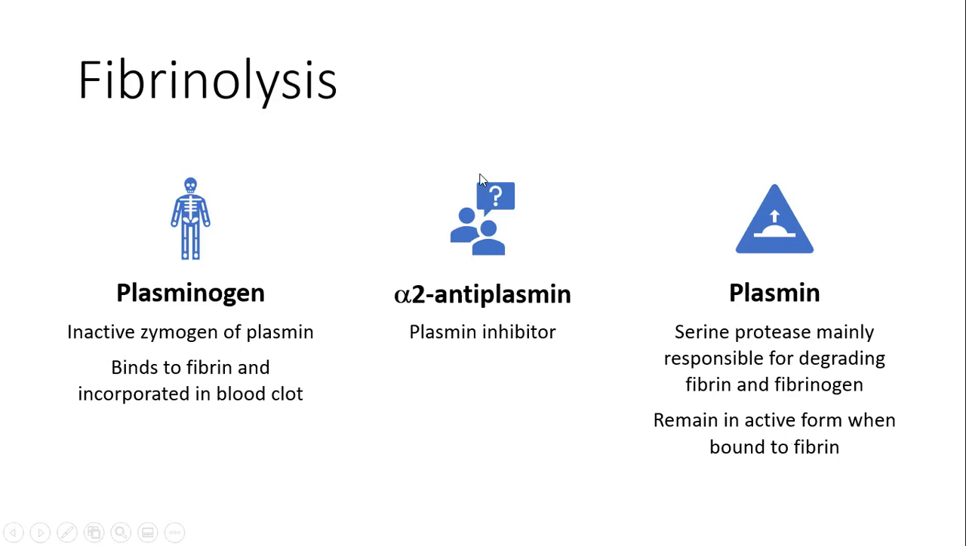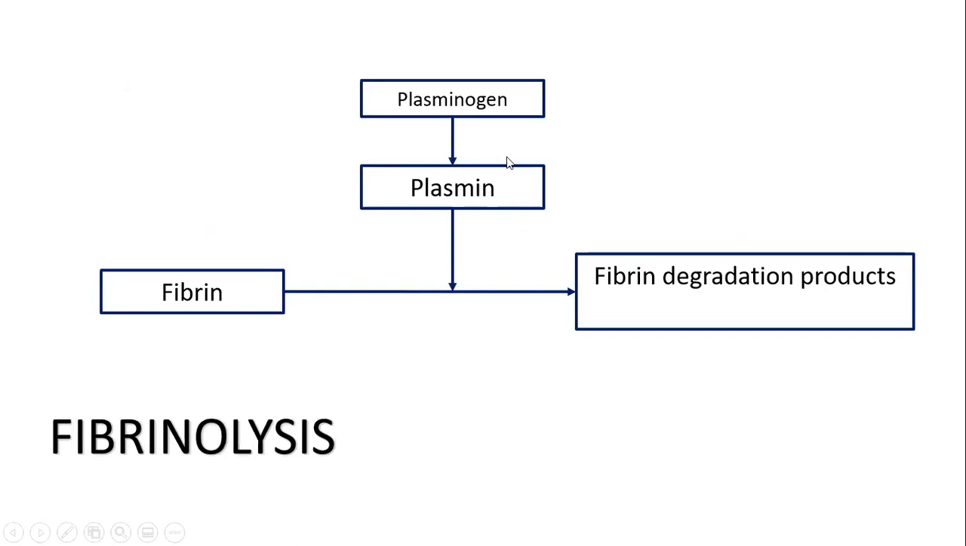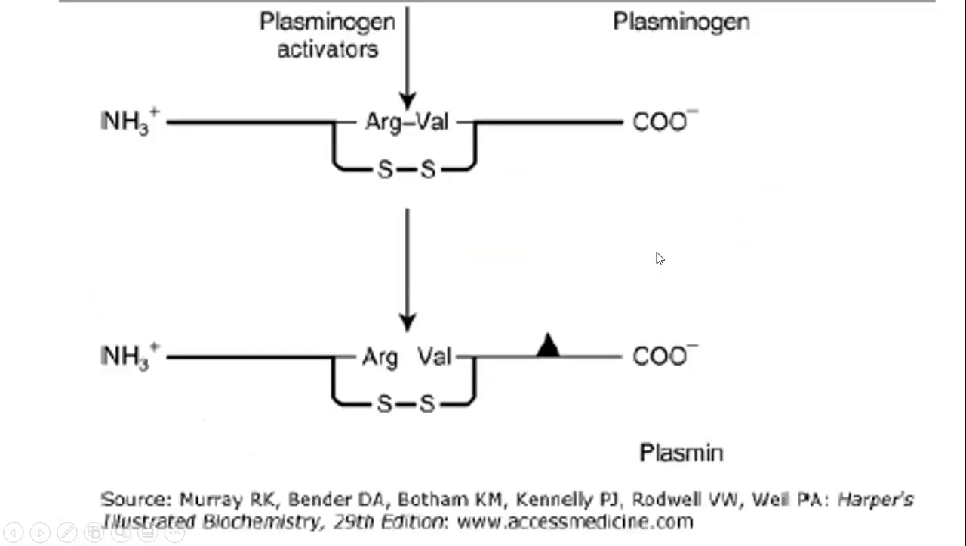Okay, and we have an inhibitor of your plasmin in the form of your alpha 2 antiplasmin. So if you inhibit plasmin here, there will be no molecule to convert your fibrinogen to fibrin degradation product. So how does your plasmin convert or degrade your clot?